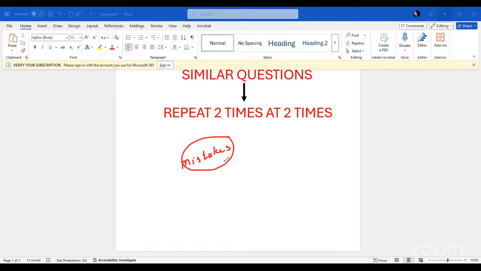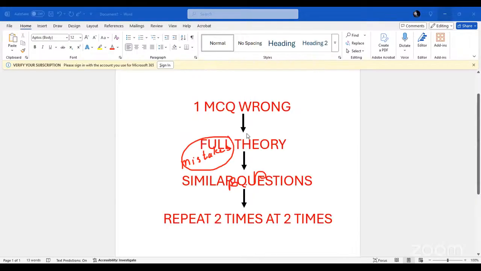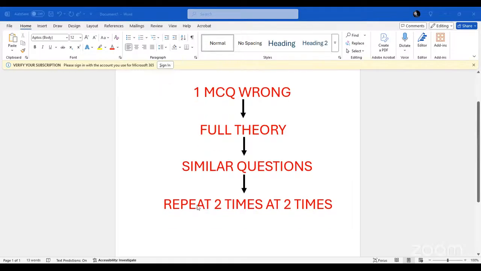Right? Now let's say you got an MCQ wrong today. Let's say boiling point variation, some question you got wrong. You're going to cover the full theory from it. And then you're going to do some similar questions from the past papers and all you have. And then you're going to repeat that two times. That means you're going to repeat it again before the exam, and also repeat it soon after you get the question wrong. So that's what you're going to do in these shadow papers.